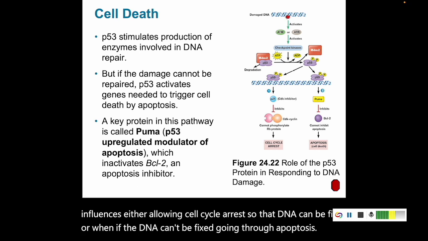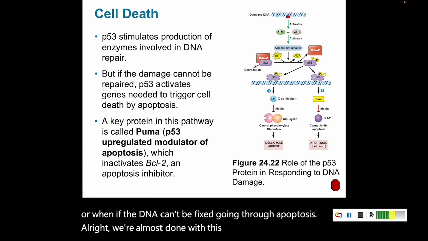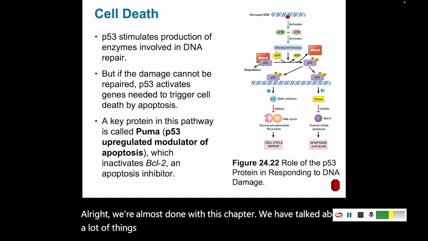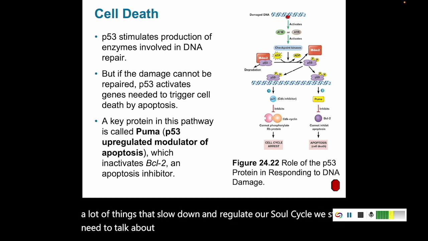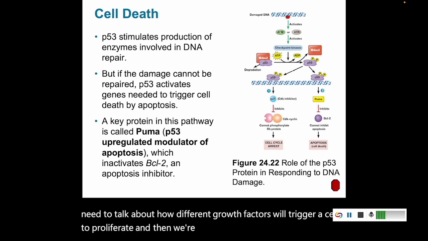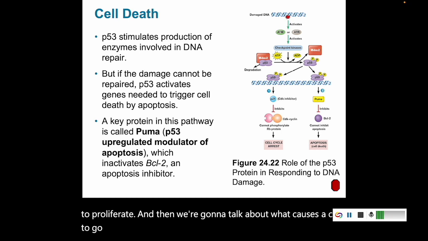All right, we're almost done with this chapter. We have talked about a lot of things that slow down and regulate our cell cycle. We still need to talk about how different growth factors will trigger a cell to proliferate. And then we're going to talk about what causes a cell to go through apoptosis. If the cell cycle isn't going to happen and the cell dies, how does it go through those stages of apoptosis?